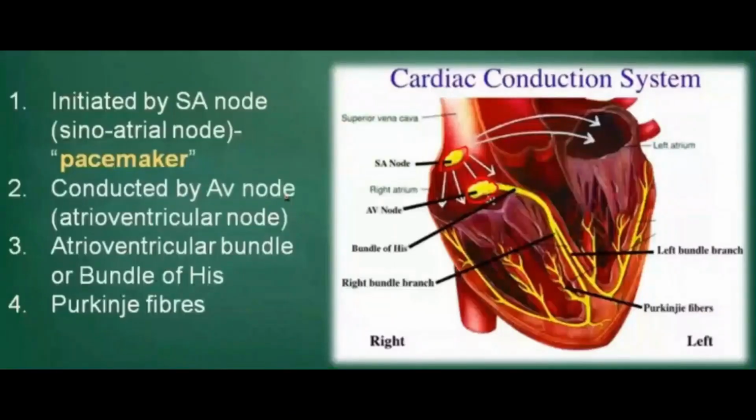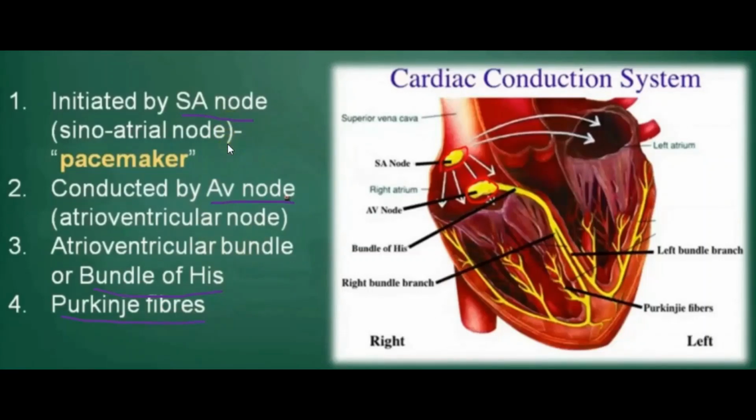Now we are going to see initiation and conduction of heartbeat. So the next topic is initiation and conduction of heartbeat. Here you have to remember the four parts. That is the SA node, another name is pacemaker, then the AV node, third one is the bundle of His, and fourth one is the Purkinje fibers, because these four parts are involved in the initiation and conduction of heartbeat. So you have to remember the four parts.